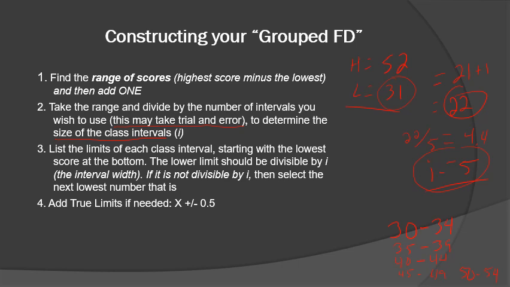Each of them is 5 wide. And it includes all values because the highest value in the data set is 52. It's within the last group. The lowest value is 31. It's within the first group.